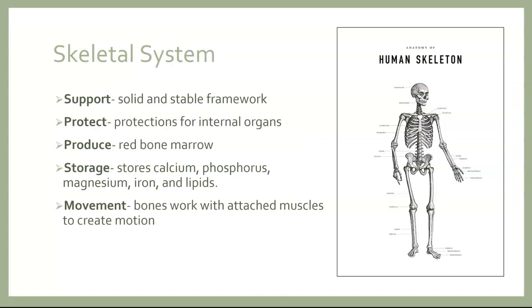So our skeletal system is our solid, stable framework. It protects our internal organs; our ribs protect our heart, lungs, everything in that chest cavity. It produces red bone marrow, which in turn produces red blood cells, white blood cells, platelets, and macrophages. It stores calcium, phosphorus, magnesium, iron, and lipids. And bones also play a huge part in movement because they're attached to the muscles to create motion.